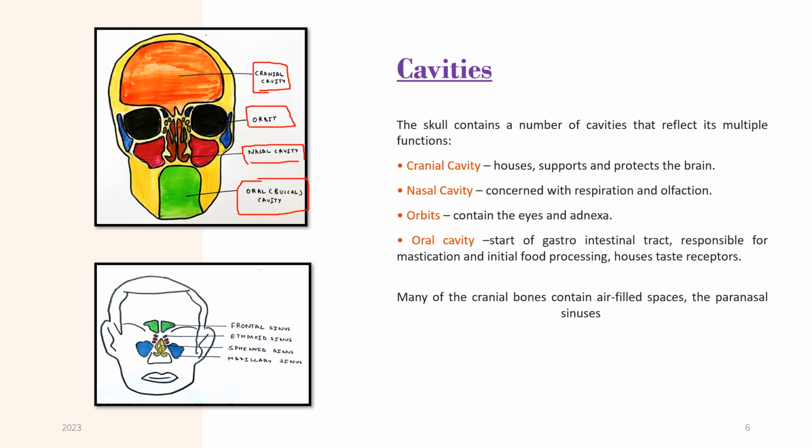So it is the start of the GIT, that is the gastrointestinal tract. It is responsible for mastication and initial food processing. It also houses the taste receptors. Many of the cranial bones contain air-filled spaces, also called the paranasal sinuses. We'll be discussing this in detail in a different presentation.